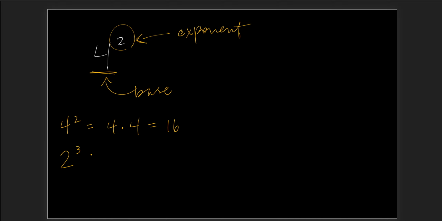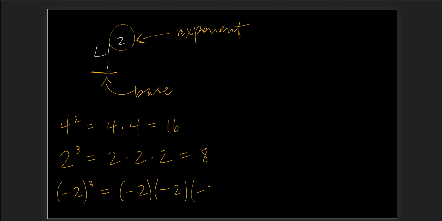Here's another one. 2 to the third is 2 times 2 times 2. So the exponent tells us how many times to repeat the base. And 2 times 2 times 2 is 8. So we also can do that to a negative number, negative 2 to the third. So the exponent tells us to repeat the base 3 times, and it's always multiplication. And then that equals negative 8.